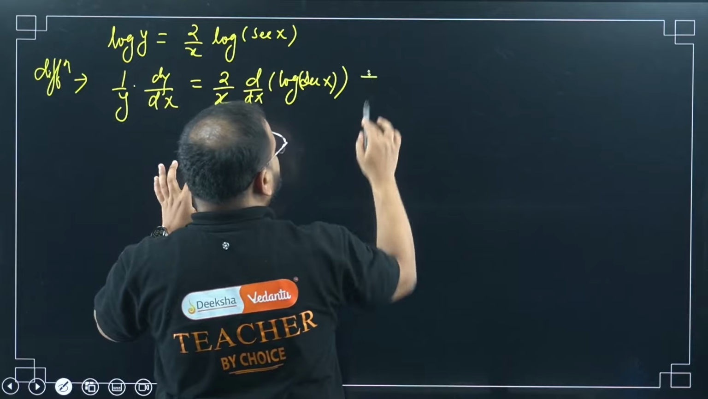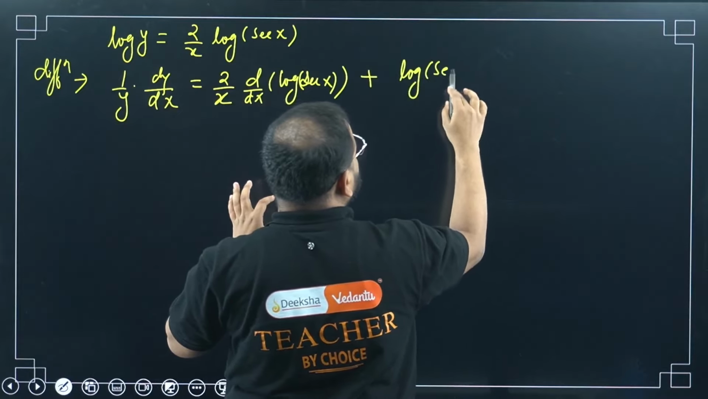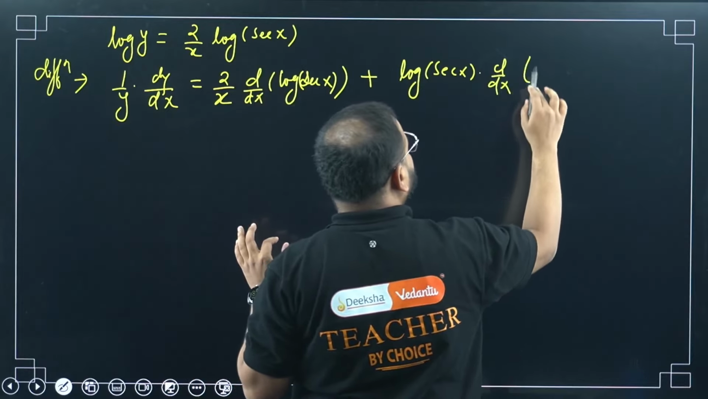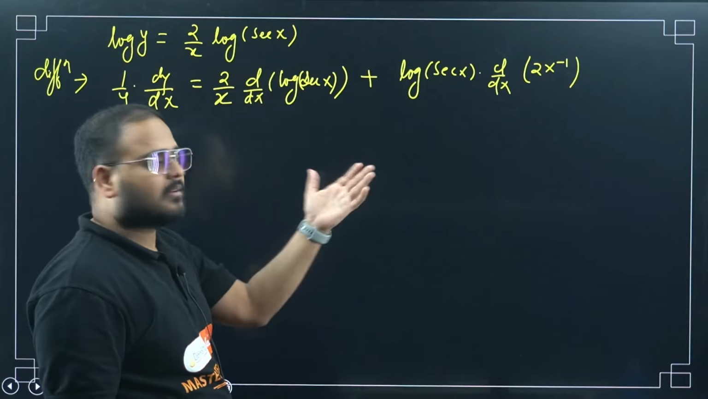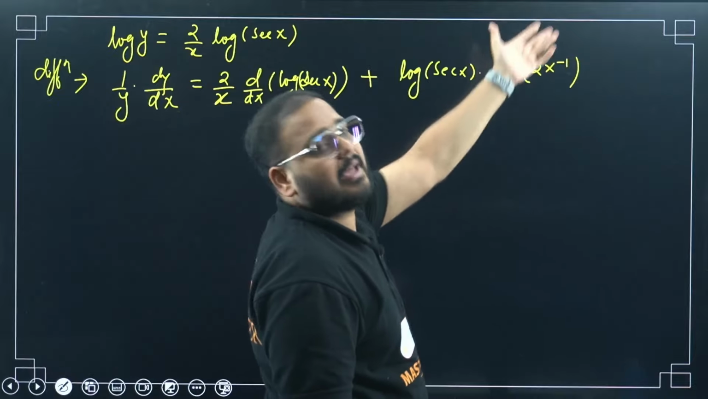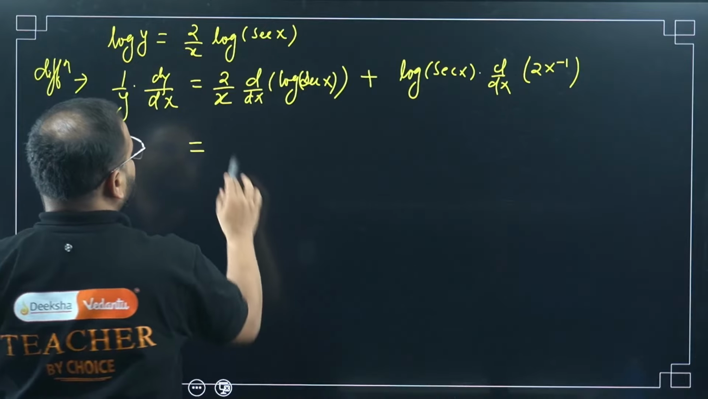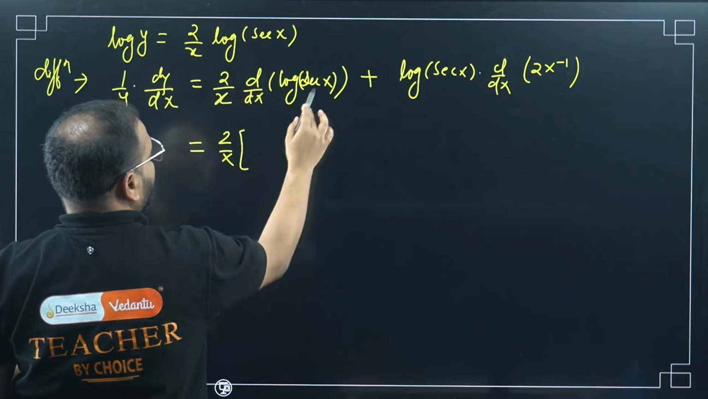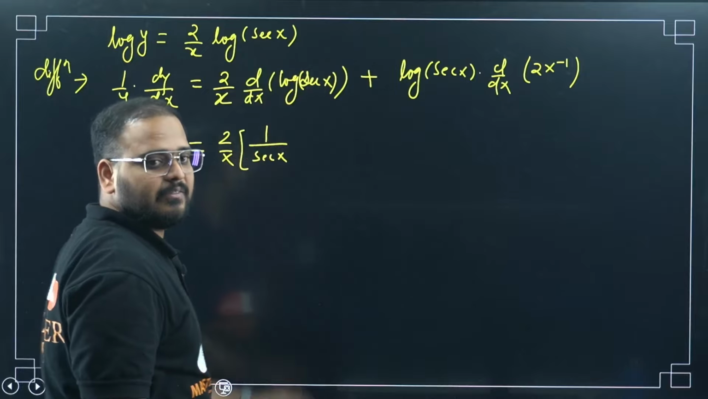Plus sign will come. Now I'll keep log sec x as it is and take the differentiation of 2 by x. I can write this as 2 into x power minus 1, because I wanted to write it in the form of x power n. So I get 2 by x times the differentiation of log sec x, which is 1 by sec x, because log is there.